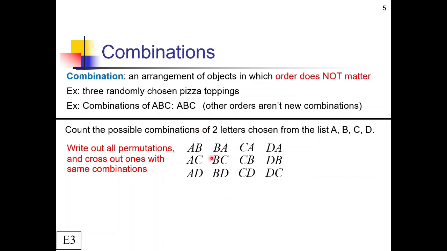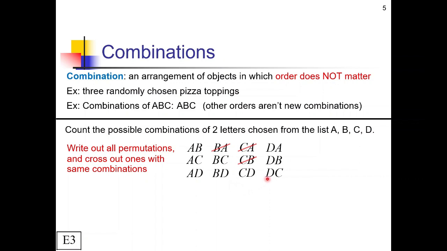So we'll just go down each column from left to right. So AB, AC, AD, those are all unique. BA is actually not different from AB. It's the same combination, the same letters in it. So we'll cross that one off. BC is different. We didn't see those together before. BD is different from all the ones we've seen. Next column, CA, that's the same as AC. CB is the same as BC. CD is different. We've never seen a C and a D together before.